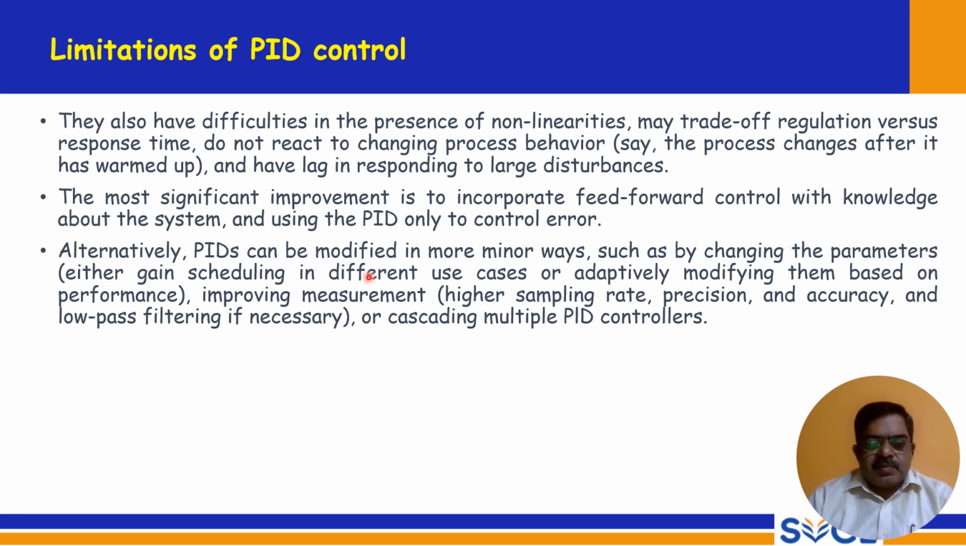Alternatively, PIDs can be modified in more minor ways, such as by changing the parameters, either gain scheduling in different use cases, or adaptively modifying them based on the performance, improving measurement with a higher sampling rate, precision and accuracy, and low pass filtering if necessary, or cascading multiple PID controllers. So this is about PID controllers and how to interface this to real world problems.